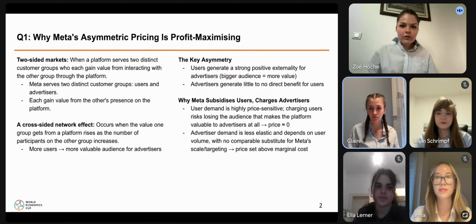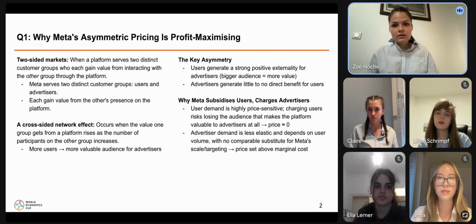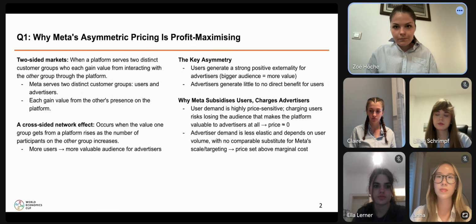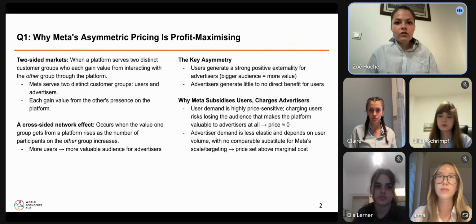The first short answer question asks why Meta's asymmetric pricing is profit maximizing. To understand this, we first have to define a two-sided market. A two-sided market is when a platform serves two distinct customer groups who each gain value from interacting with the other group through the platform. Meta, in this case, serves two distinct customer groups, the users and advertisers on their platforms, Instagram and Facebook. Each gain value from the other's presence on the platform.